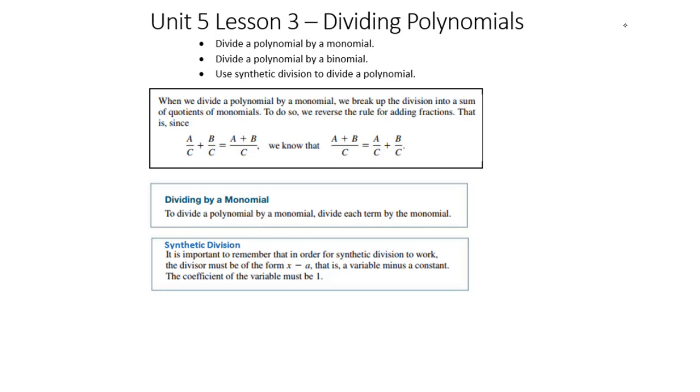Here I have shown some notes on dividing fractions and how things work. This is very important for when we're talking about a monomial, which is a single-term polynomial. And so we can divide each one up. We have some notes on synthetic division right here, which will be the last thing that we talk about. So let's go ahead and get started.